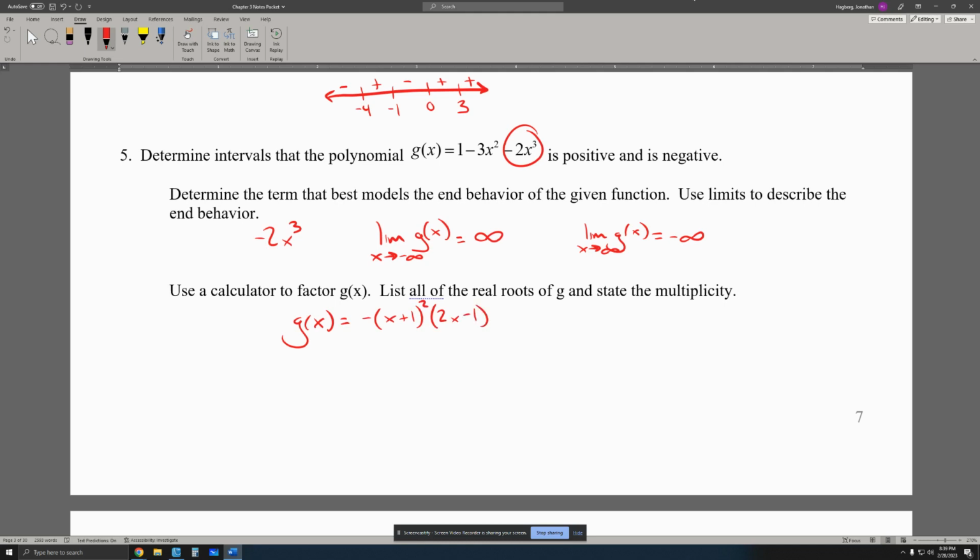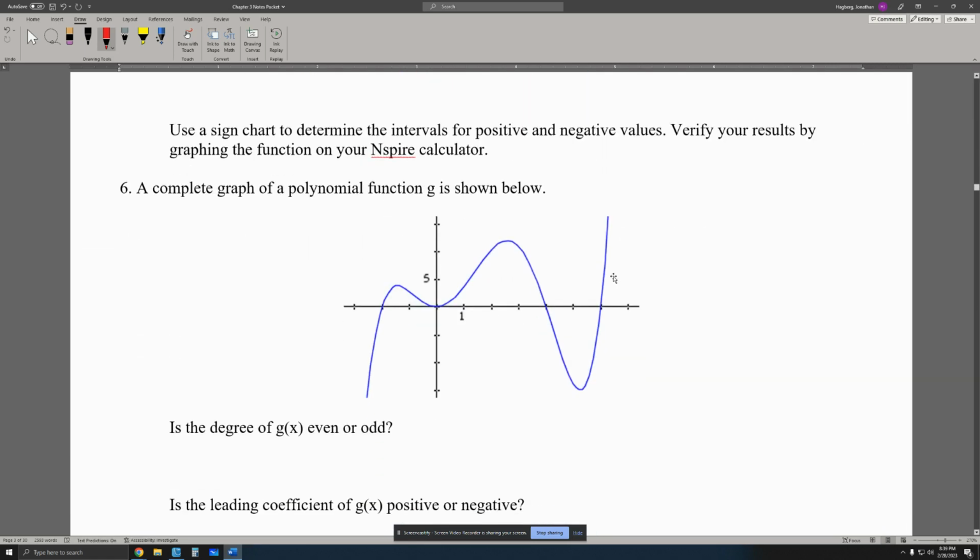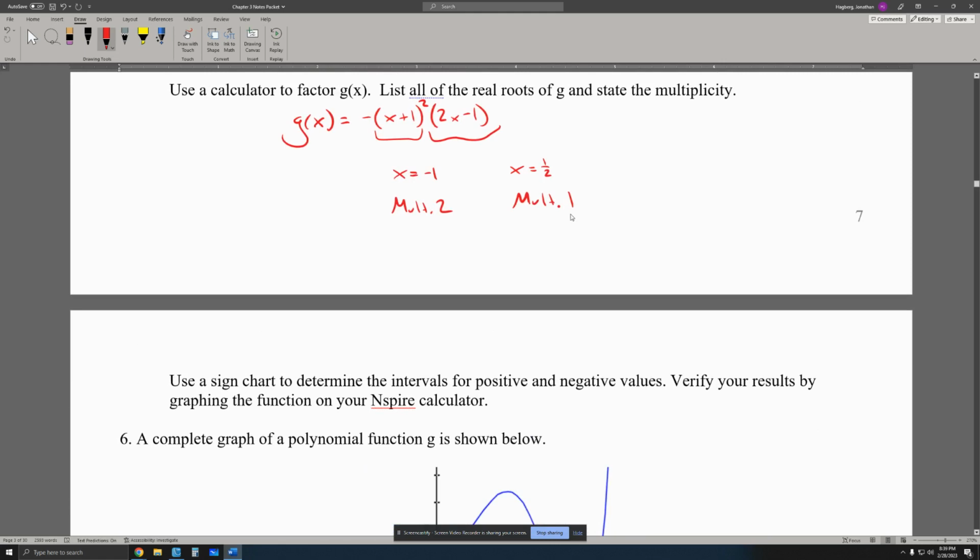So that tells us if we take each of these factors and set them equal to 0, we have solutions x equals -1 and x equals 1/2, where the multiplicity at -1 is 2, and the multiplicity at 1/2 is 1. And again, we've got 3 zeros here, and all the zeros are accounted for. All right. Go ahead and flip the page. So now I want to use the sign chart. This actually follows from the last one.